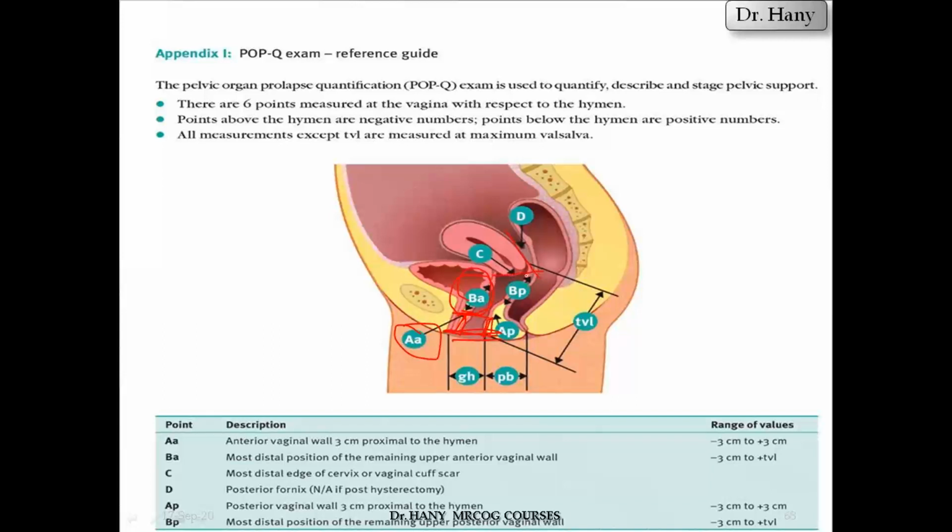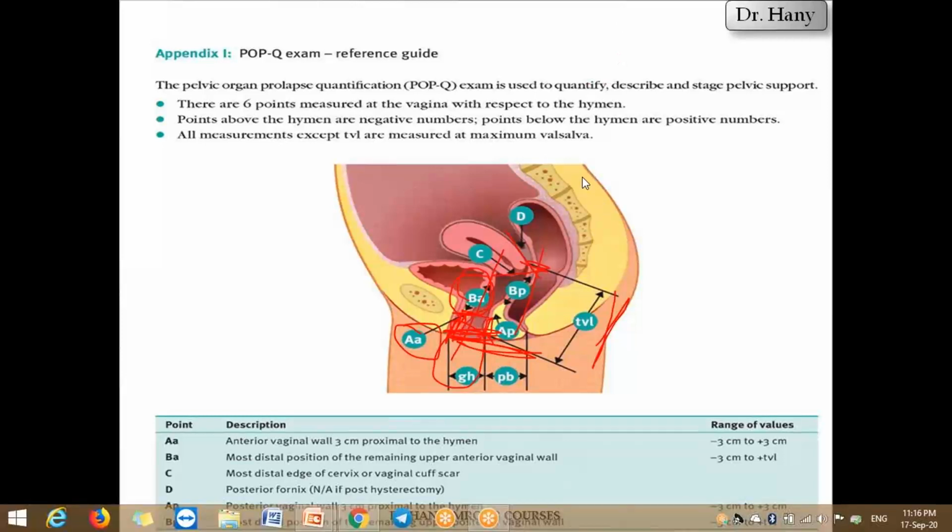So the anterior wall has 3 points, the posterior wall has 3 points, and the genital hiatus, which is the opening from the urethra, from the anterior fourchette till the end of the vagina. This is the genital hiatus. The perineum is from the end of the vagina until the end of the anus, and the total vaginal length is from the hymen till the last point of the vagina. These are the points which you will classify. You will find this in the last revision of February 2020.